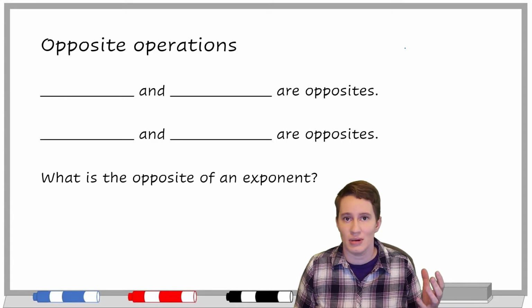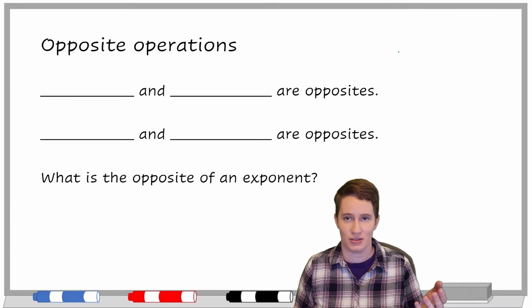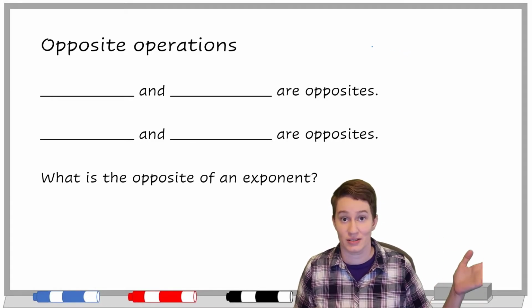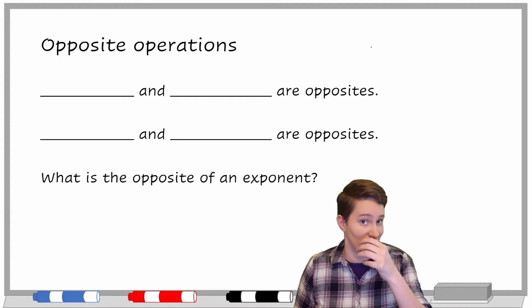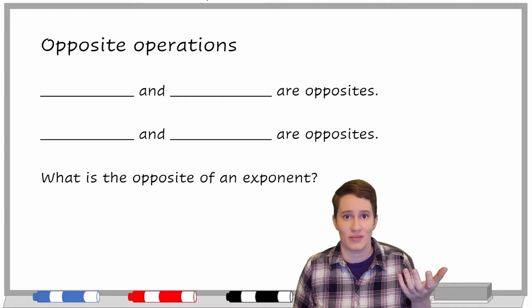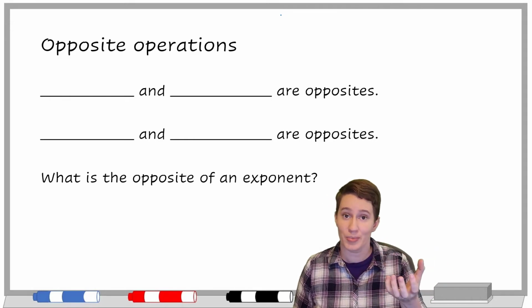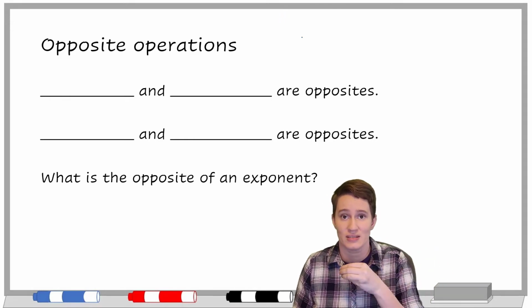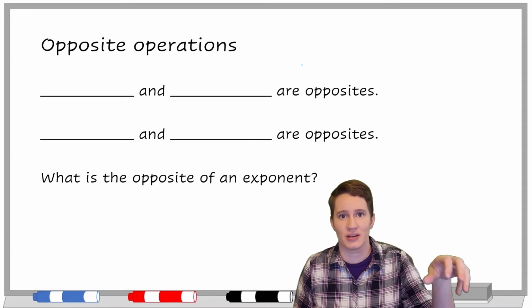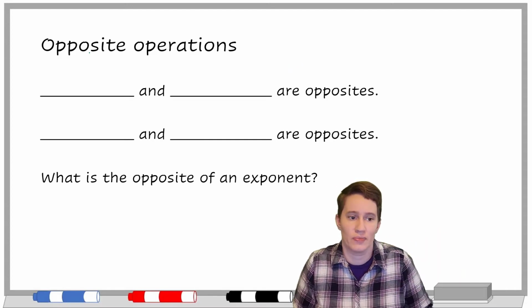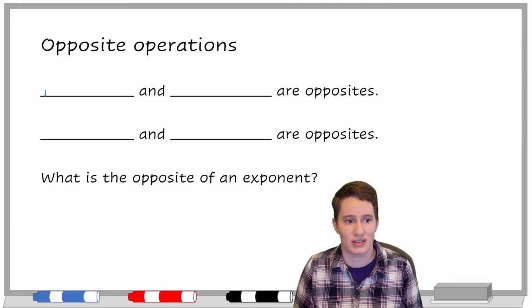So in math, the very first thing we learned how to do, I guess if you don't count counting, maybe counting is the first thing we learned how to do. Then we learned how to add. Then after we learn how to add, we learn how to subtract. And those two things are opposites of each other. When you add things together, that's the opposite of subtracting them, right? So I can put in these first two blanks, addition and subtraction.